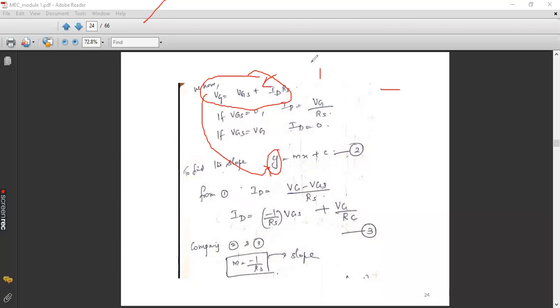Shivani, what is a y parameter in this equation? Vg equal to Vgs plus IDRS. Y parameter means the parameter that you are plotting in y axis of the graph. What is that?